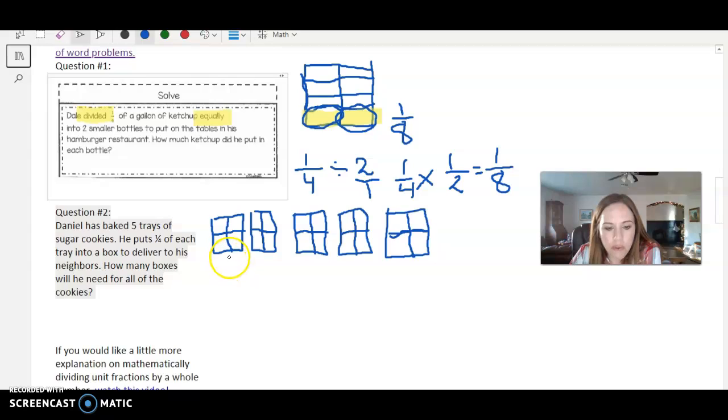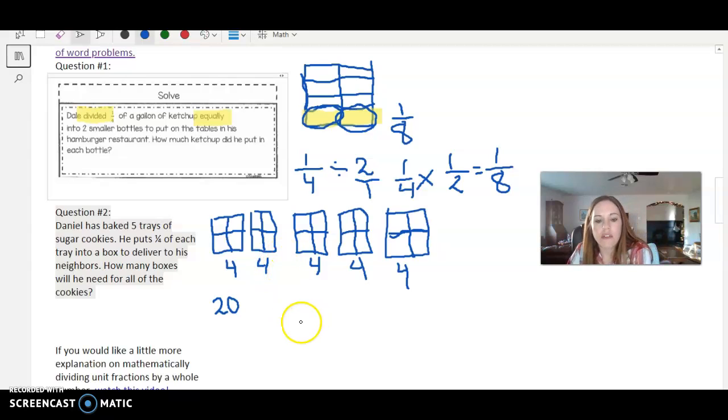So if we have 4 on each tray, we can skip count by 4. 4, 8, 12, 16, 20. So presumably he will need 20 boxes for all the cookies. So let's see if we can solve this mathematically the same way.